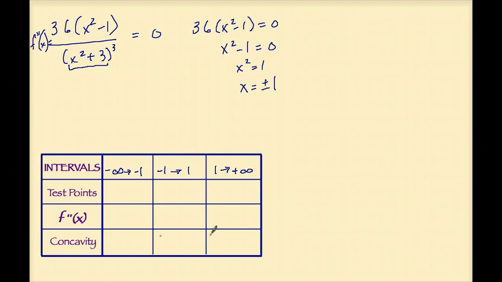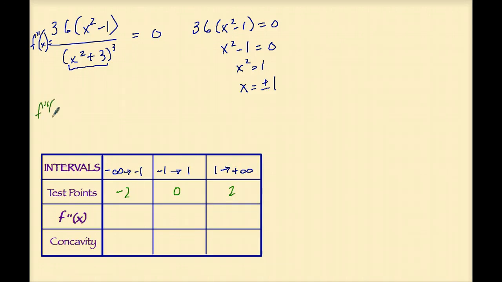Very similar setup to what we were doing with the first derivative, except that now we're going to be checking for concavity. I will need to know what the second derivative is at each of the test values that I choose in these intervals. I'll choose negative 2 here, I'll choose 0 in this interval, and I'll choose 2 here. The sign at each of these points will tell me the concavity in each of these intervals.